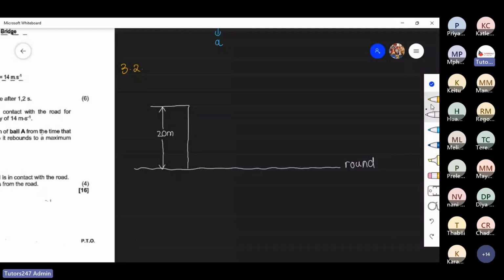Now keep in mind, we had an object that was thrown vertically upwards. So this object was thrown vertically upwards. It went up, up, up, reached its maximum height, and then fell down to the road. So it hit the road.